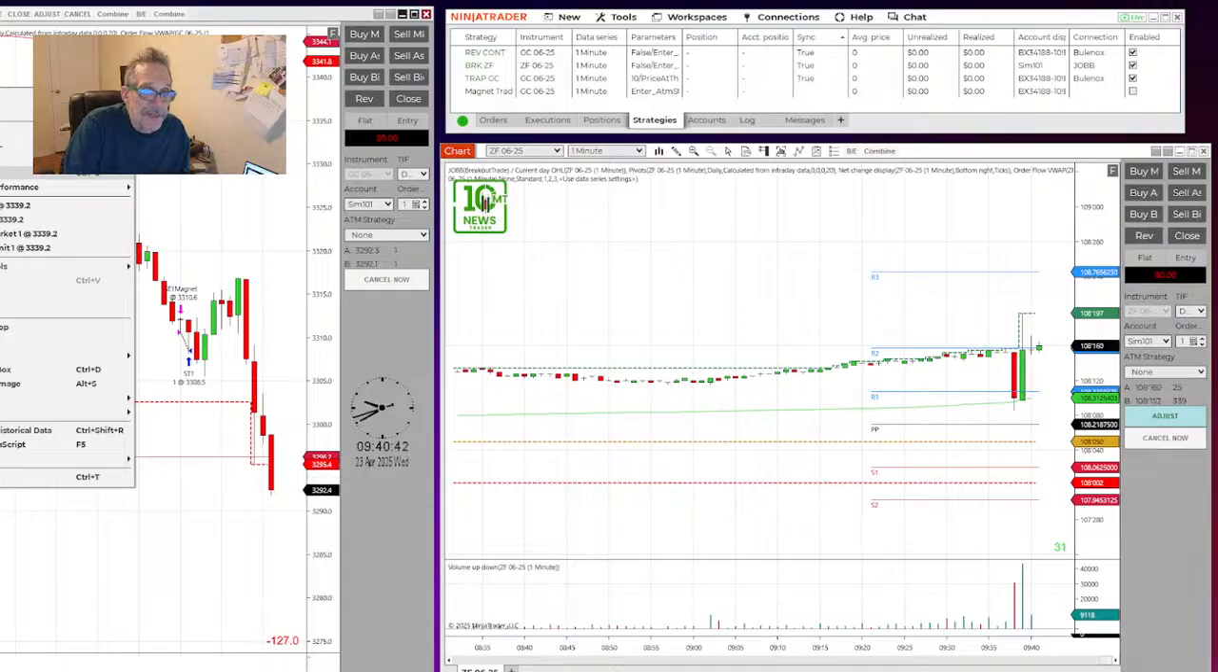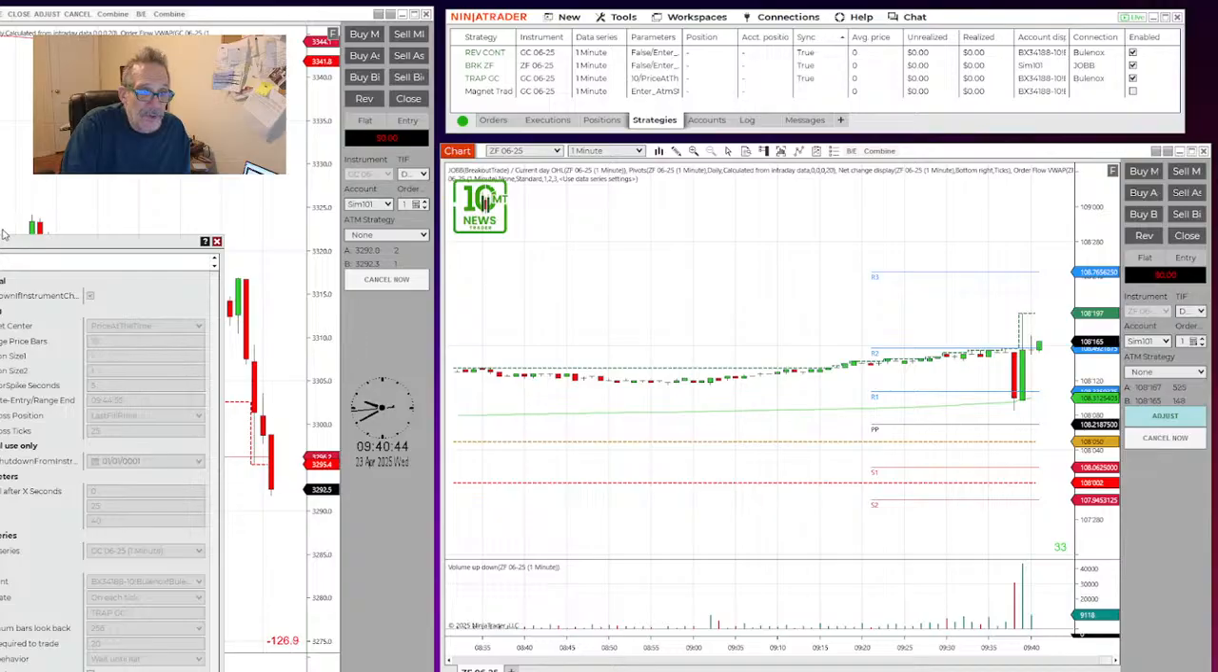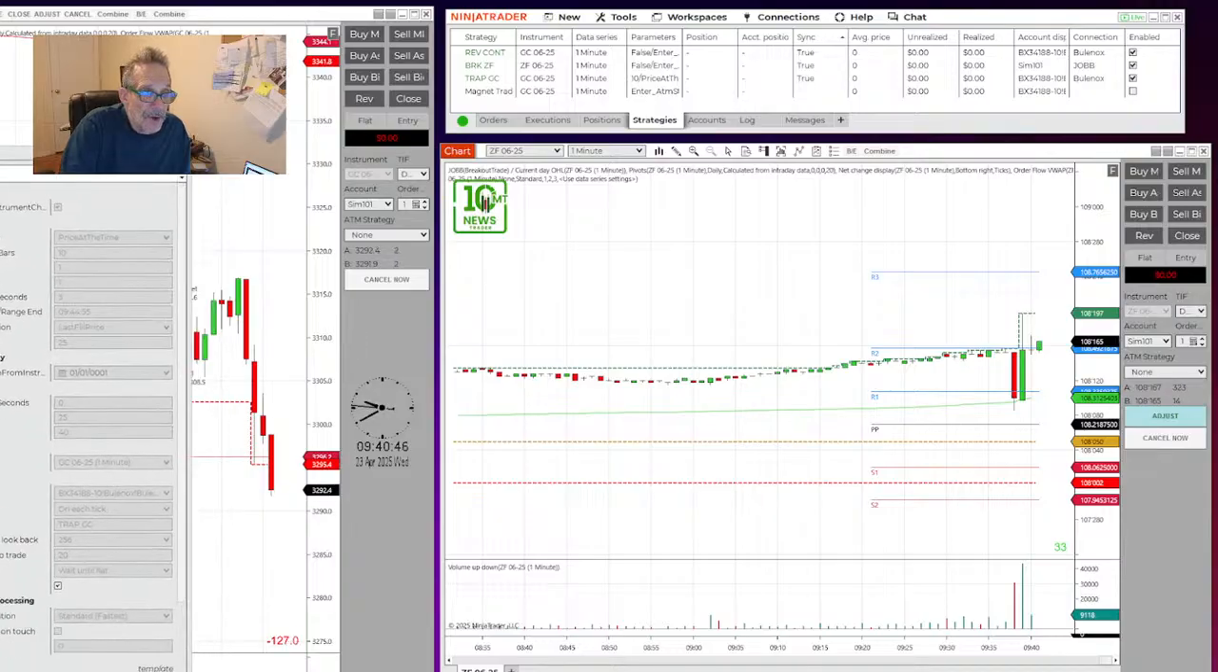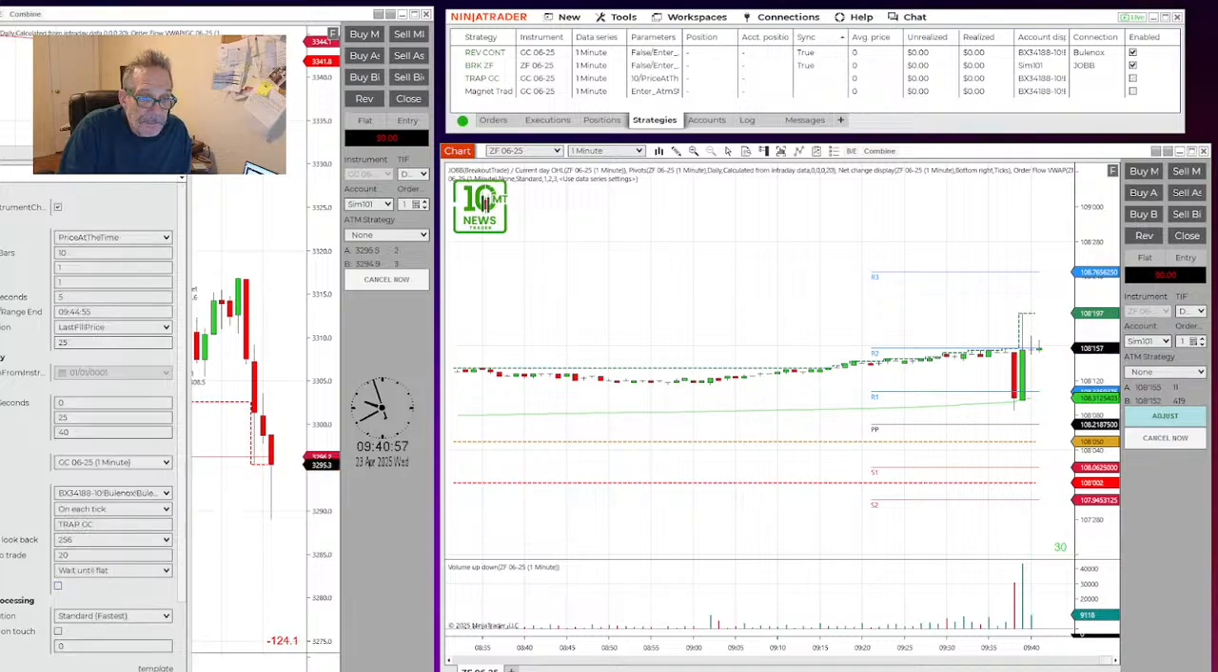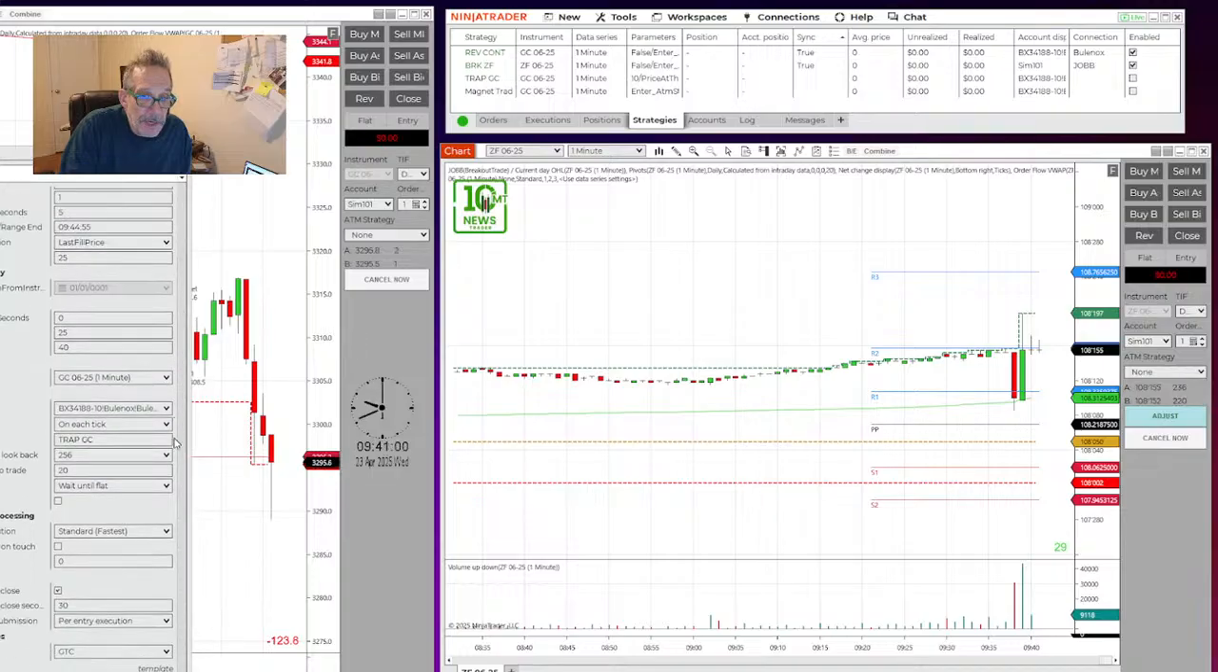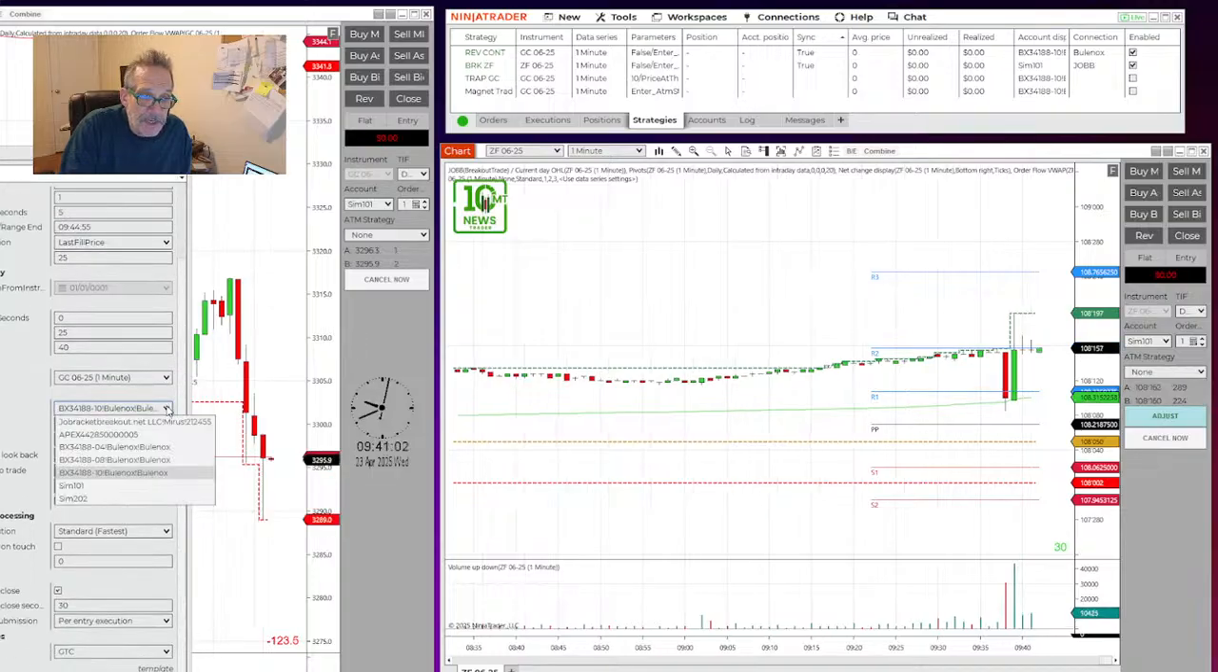Very possibly, yes. Because gold is going to sell off on tariffs getting less because it's gone up so much on tariffs getting higher. So let me just fix the trap. I don't want to trade it in the real account. There's too much risk. We'll trade it in sim.